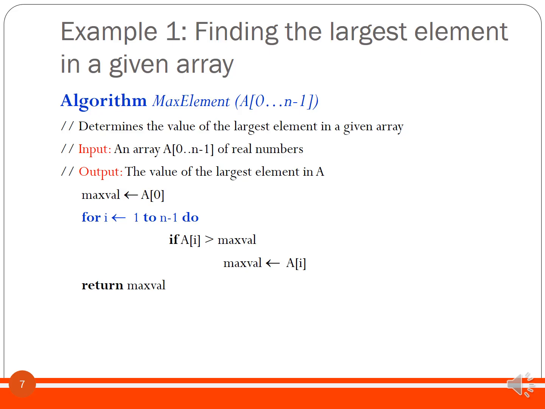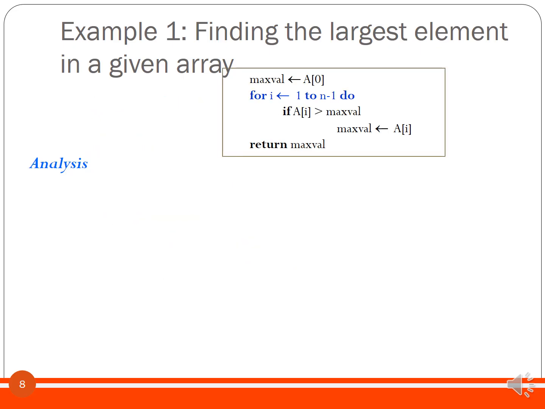Finding the largest element. Let's consider our first example. This algorithm finds the largest element in the array. It starts by assuming the first element is the largest. Then it compares every remaining element with the current maximum. Whenever a larger value is found, the maximum is updated. So finally the algorithm returns the largest value in the array. Let's see the analysis of this algorithm.